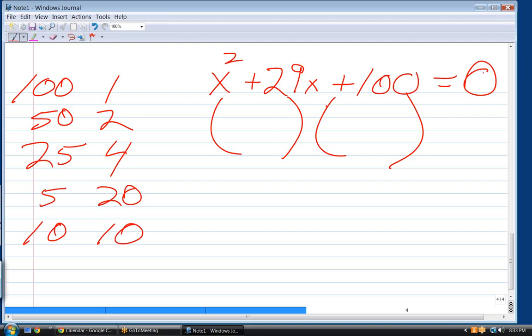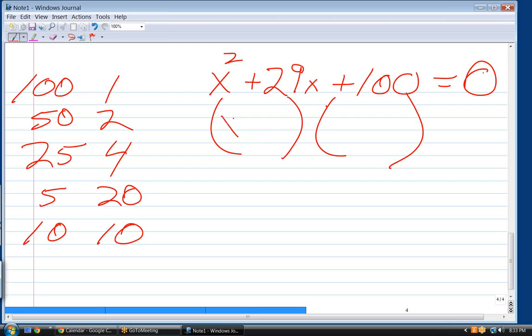You don't always have to take half and double. Sometimes you can take a third and triple, or like here I took a fifth and multiplied 4 by 5. As long as you do the same thing to one of the factors as the opposite of the other, it's always going to work. Well, do you see any of those factors that add to 29?